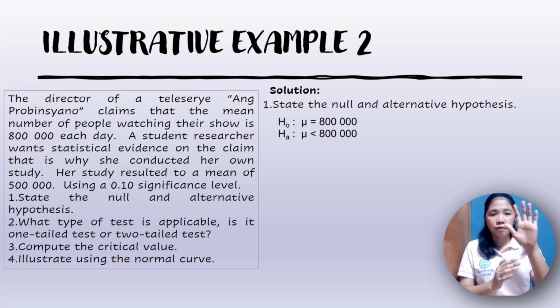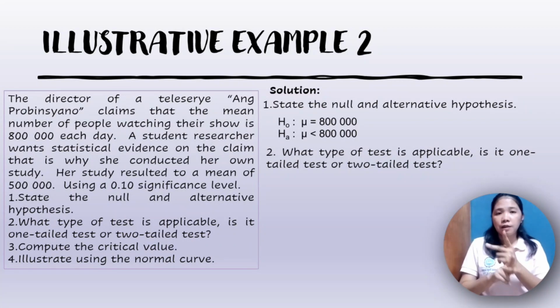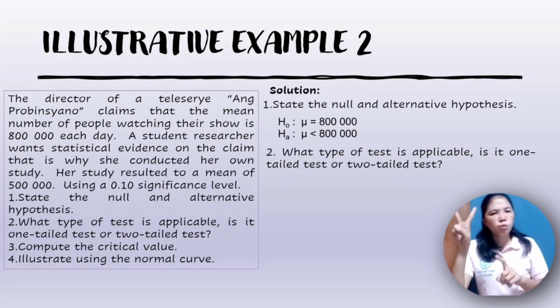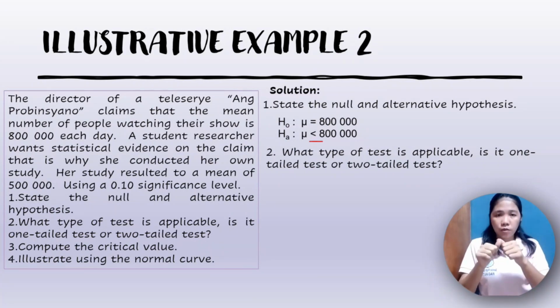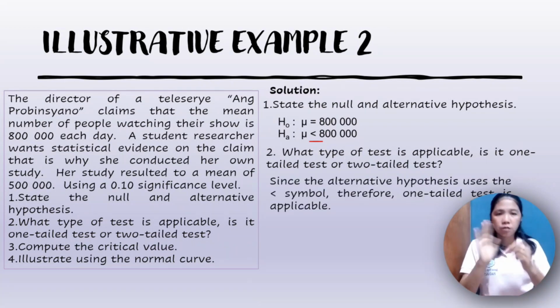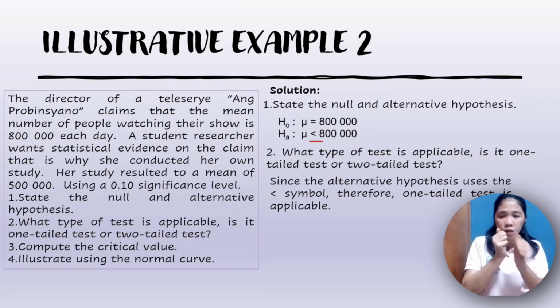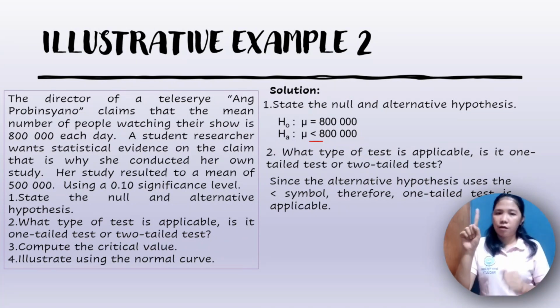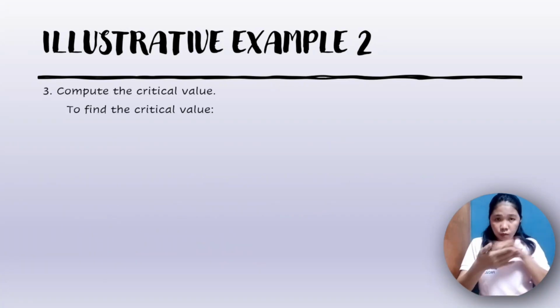Next, what type of test is applicable? Is it a one-tailed test or two-tailed test? Remember, the alternative hypothesis makes use of the less than symbol. So, since we make use of the less than symbol, therefore, it is a one-tailed test. Okay, next is to compute for the critical value.